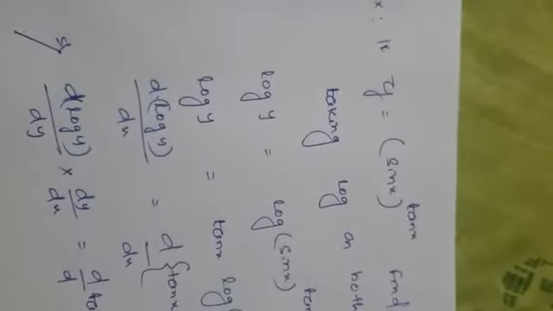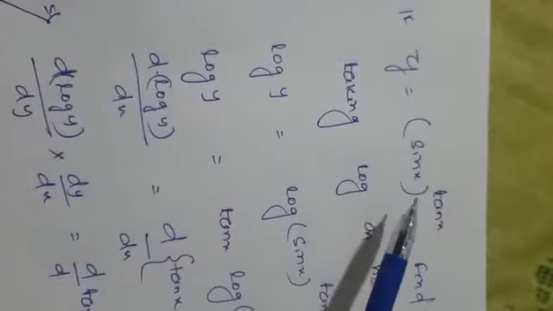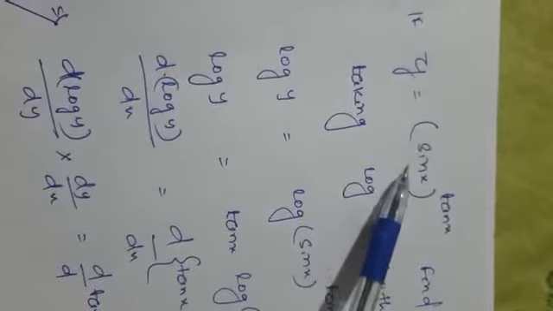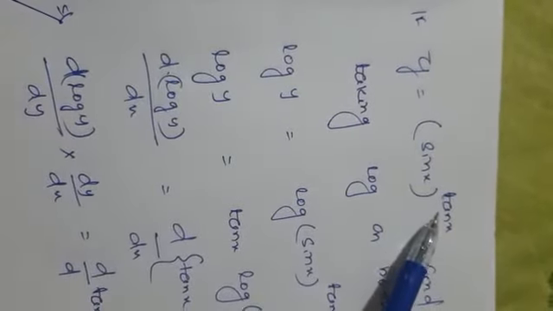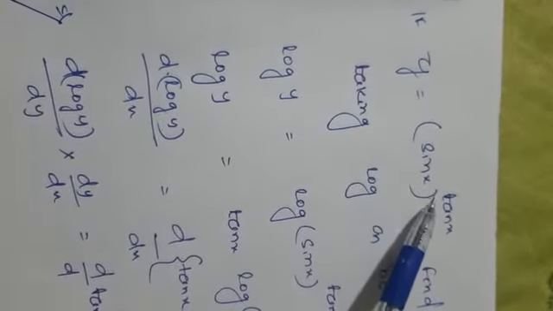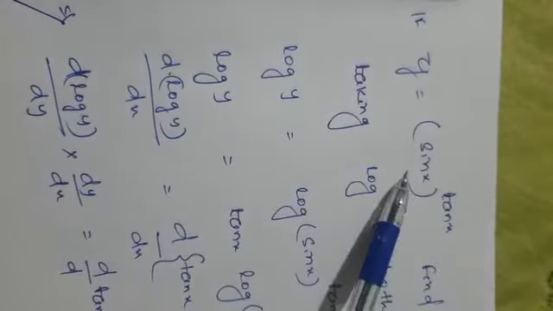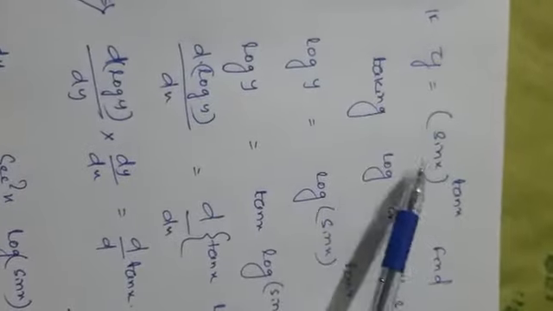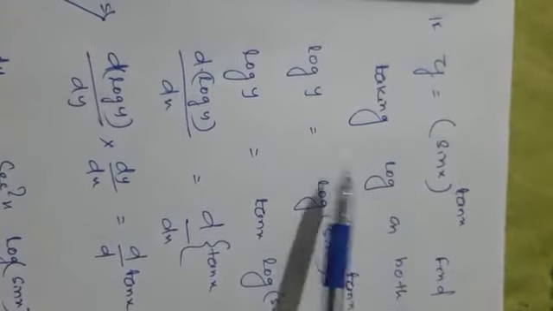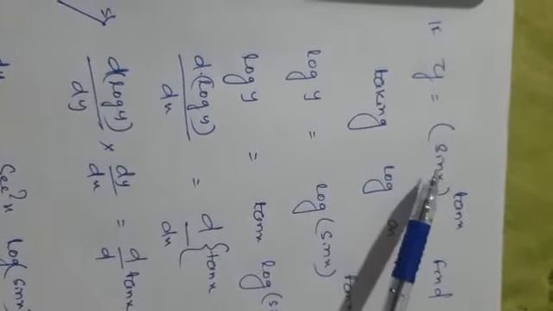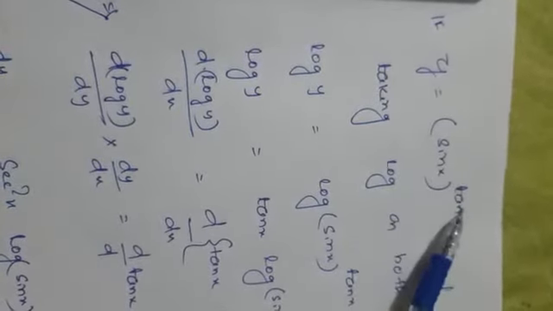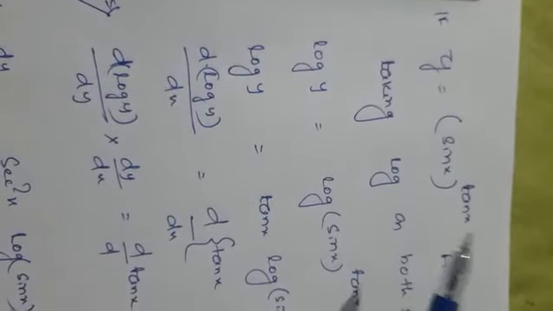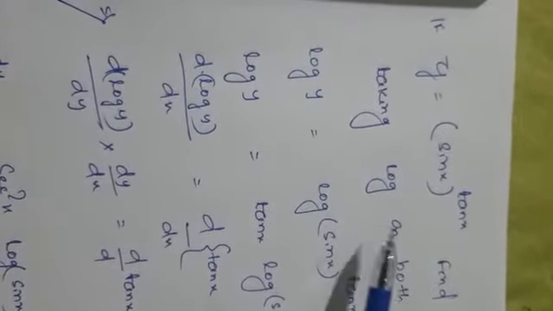Next, second example. If y equals sin x to the power 10x, again sin x is a function of x, tan x is a function of x, the base contains x and the power also contains x, sin x power 10x. Find dy by dx. Again the procedure will remain the same. Whenever you identify a function of x to the power of a function of x, there is no other method left other than this logarithmic method.